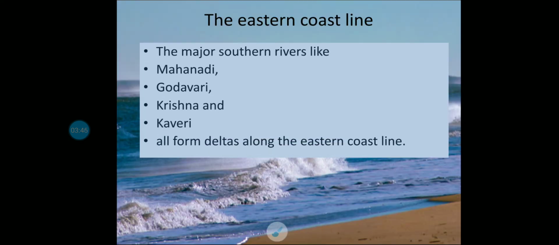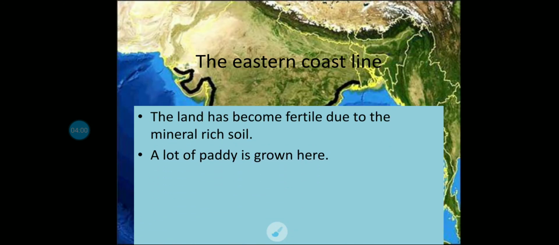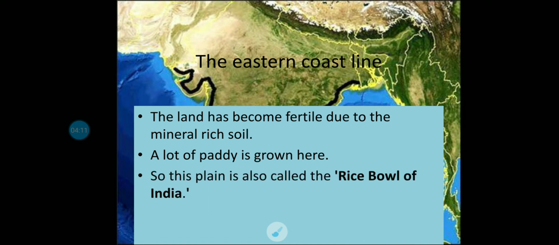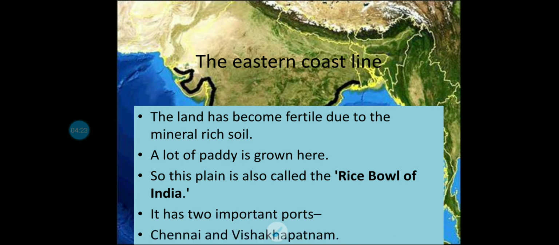The eastern coastline. The major southern rivers like Mahanadi, Godavari, Krishna, and Kaveri all form deltas along the eastern coastline. The land has become fertile due to the mineral rich soil. A lot of paddy is grown here. So, the plain is also called the rice bowl of India. It has two important ports, Chennai and Visakhapatnam.